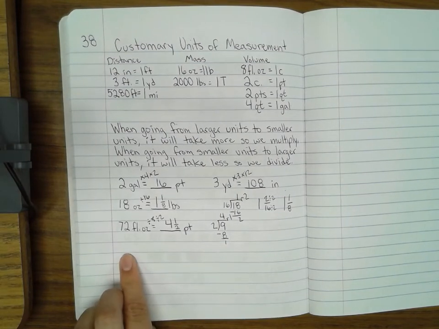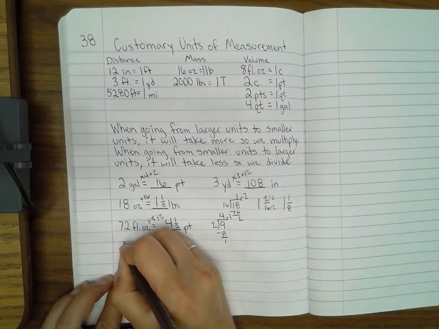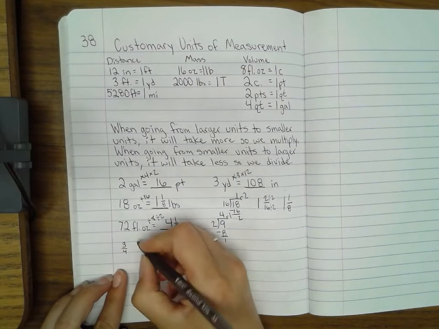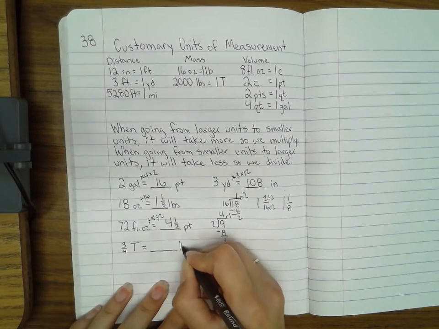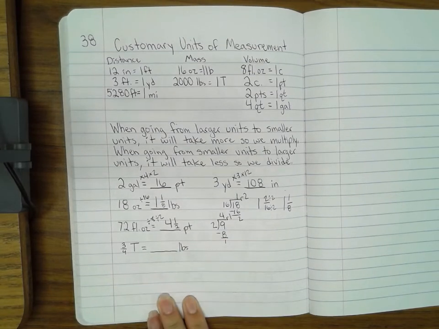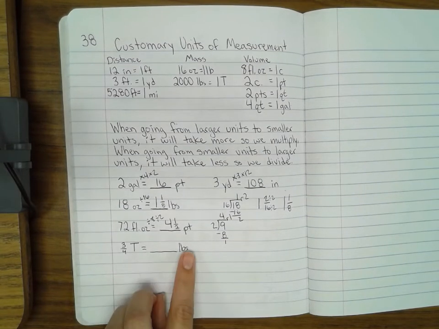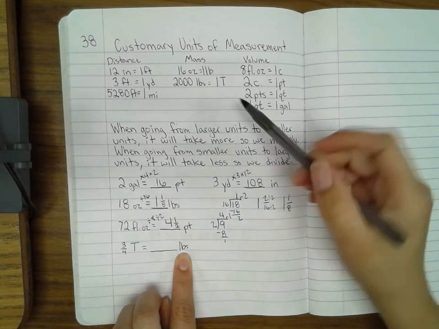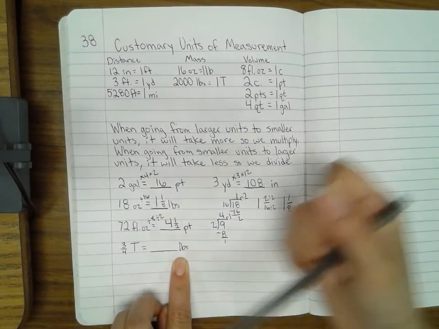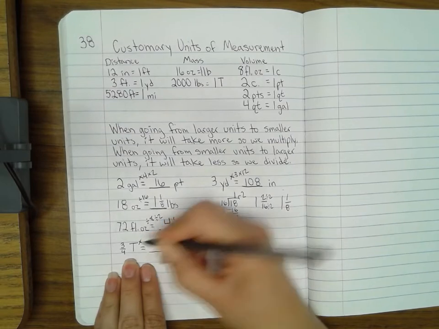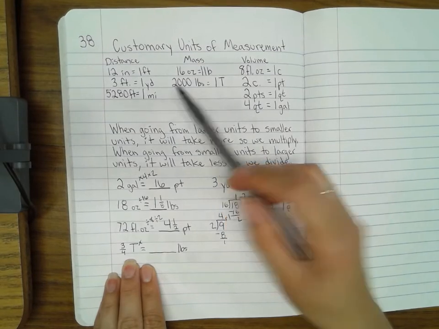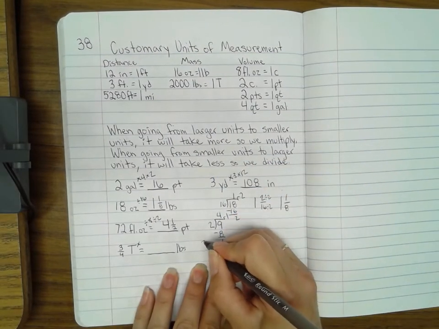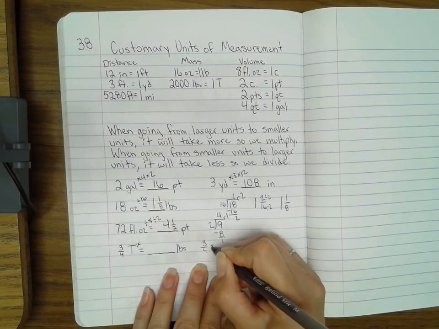Okay. Skip another line. We're going to try this one. How about we do 3/4 of a ton equals how many pounds? Okay, if I'm going from tons to pounds, then I am going down in units. So since I'm going down, it's going to take more of them. So my number is going to get larger. So I need to multiply, and I'm going to multiply it by 2,000. So 3/4 times 2,000.